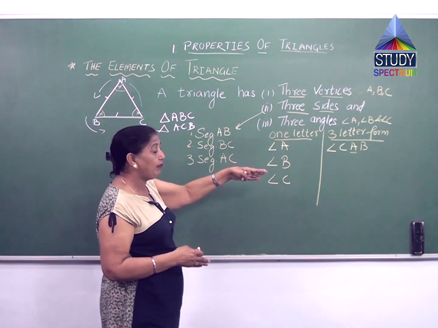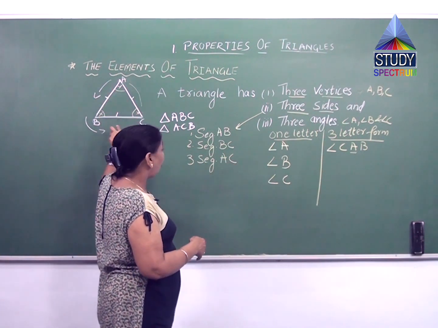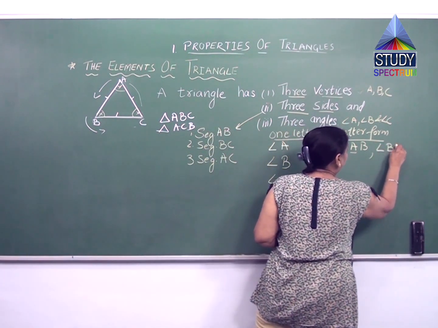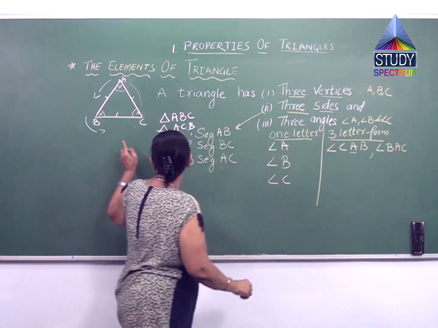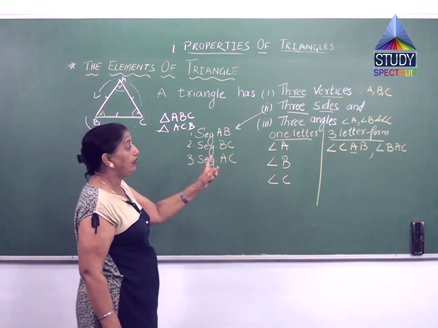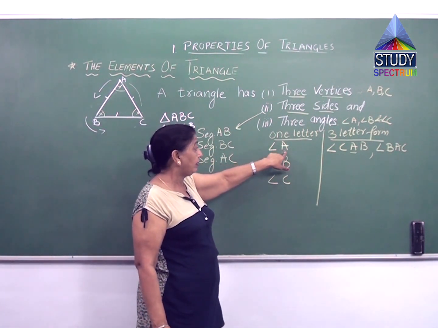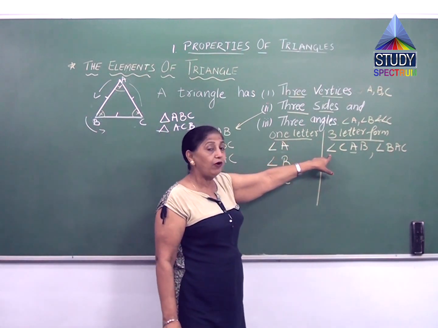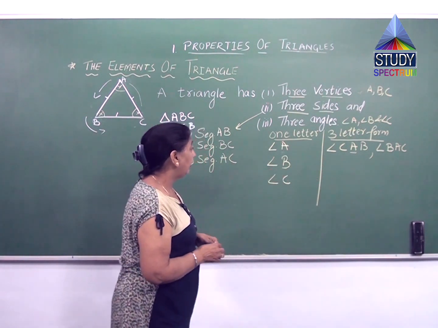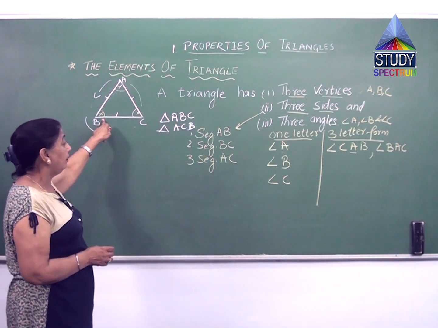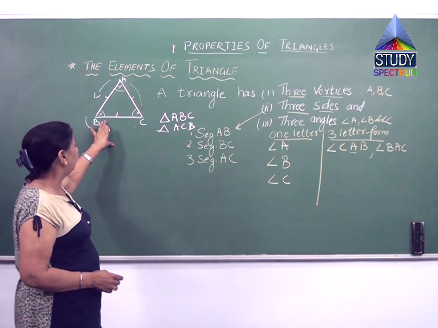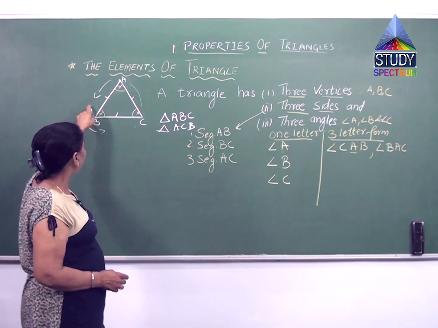Now this same angle can be written like this. I have taken anti-clockwise. In clockwise I can write angle BAC. So look here, I am moving this side, so it is clockwise, right? The same angle, in 1 letter I can write only angle A, and in 3-letter form as I have explained, we can write in anti-clockwise or clockwise. Now when we move to angle B, in 1-letter form I can write this. Now 3-letter form again, if I go this way I am talking about.